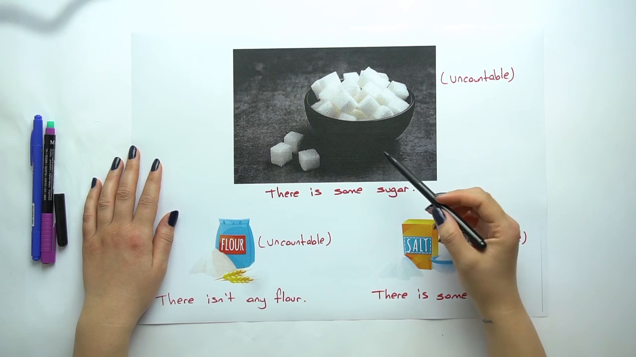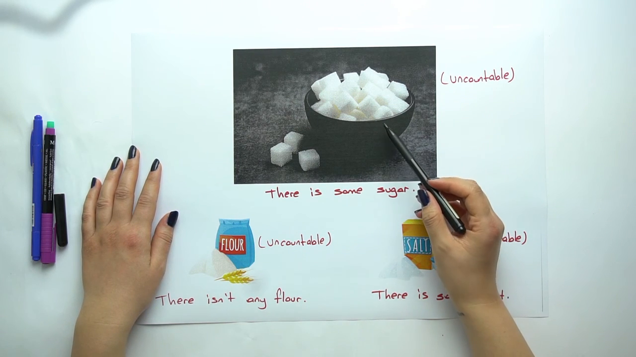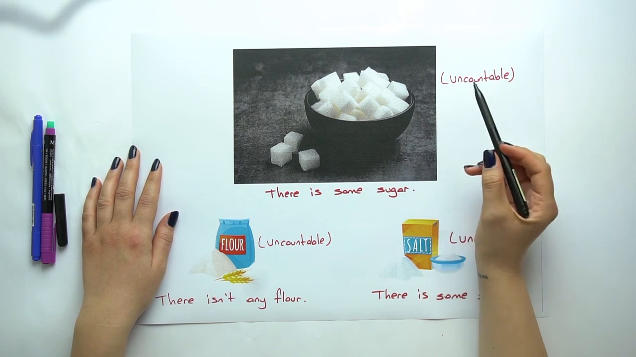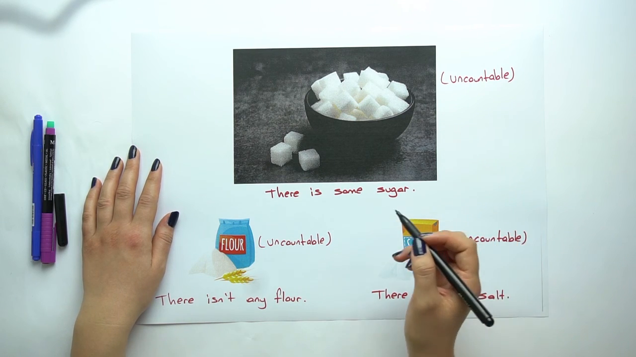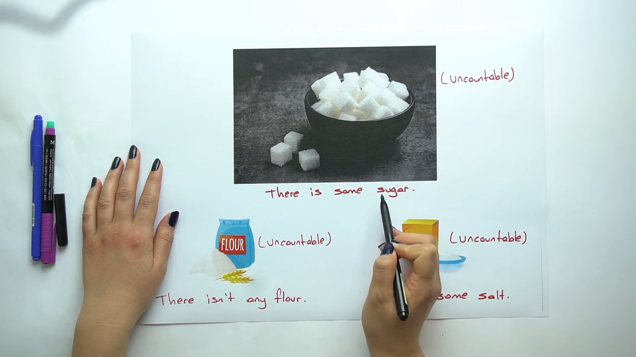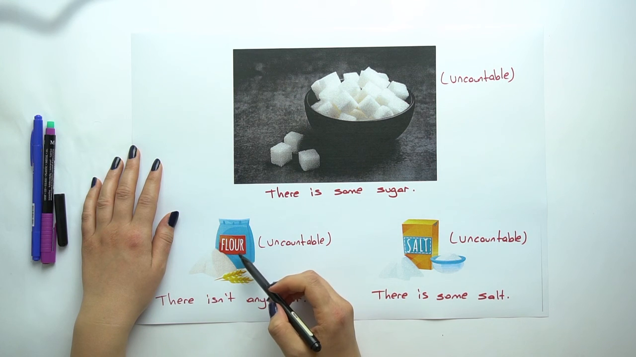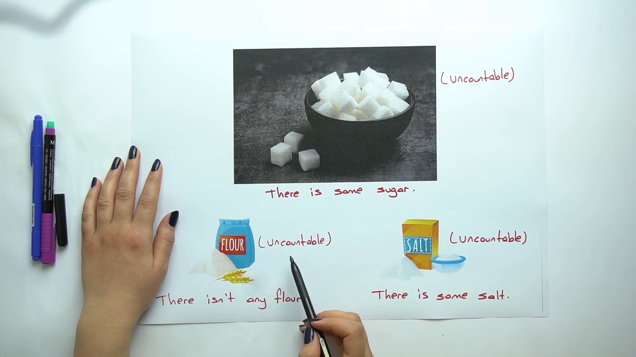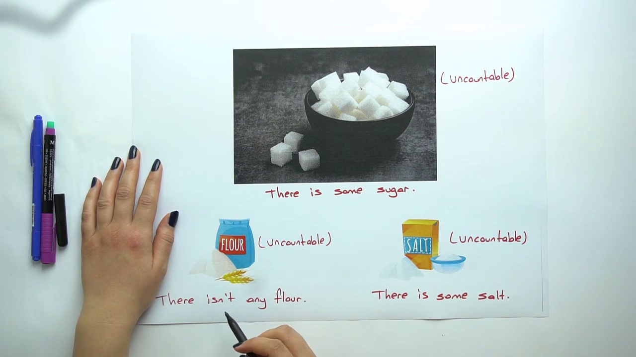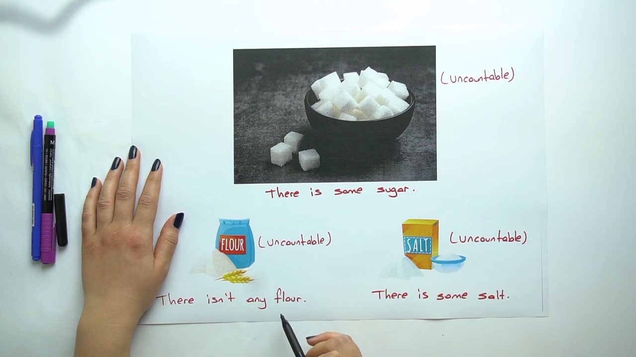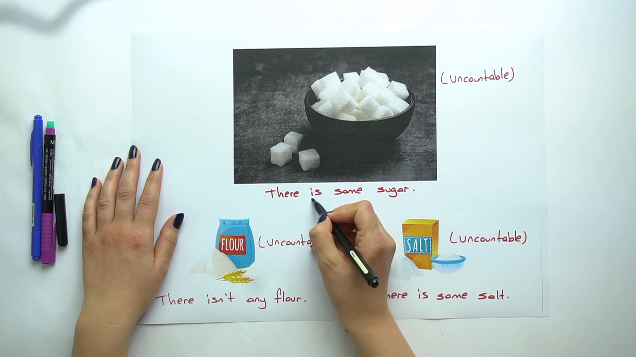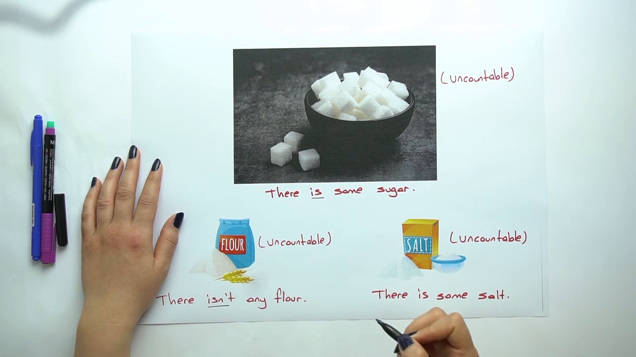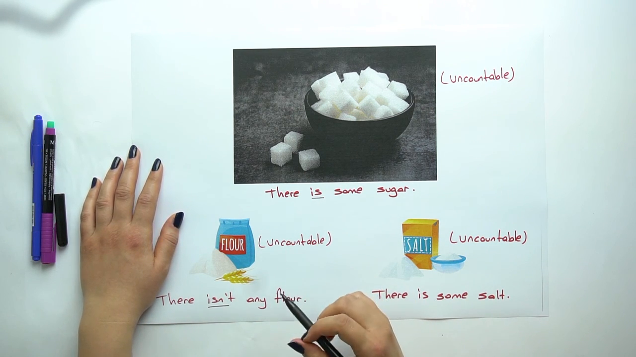Now, okay, we have sugar. Sugar is uncountable, and we can say there is some sugar. We have flour, and it is uncountable. So for this one, we can say there isn't any flour. You can see that we only use singular verbs with uncountable nouns.